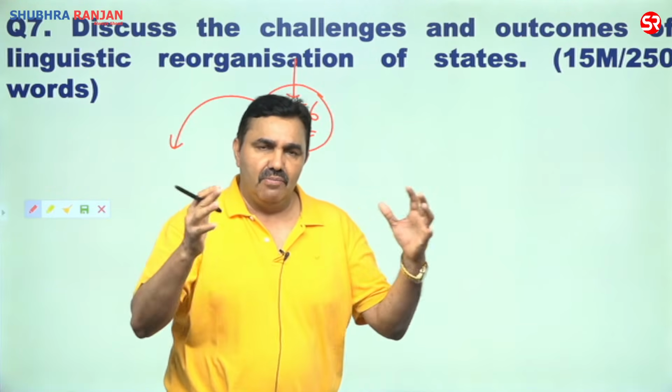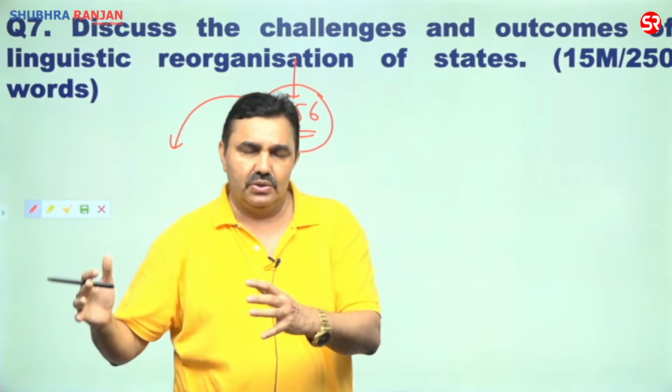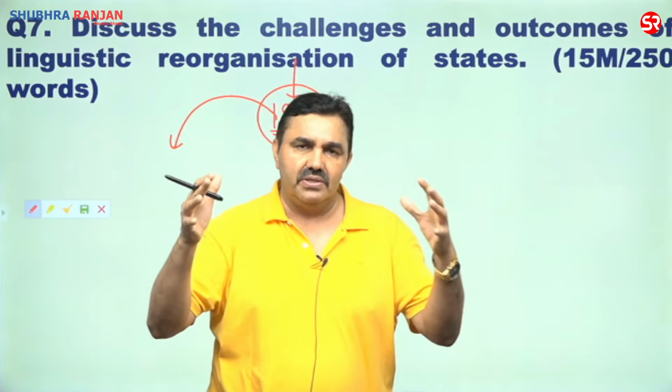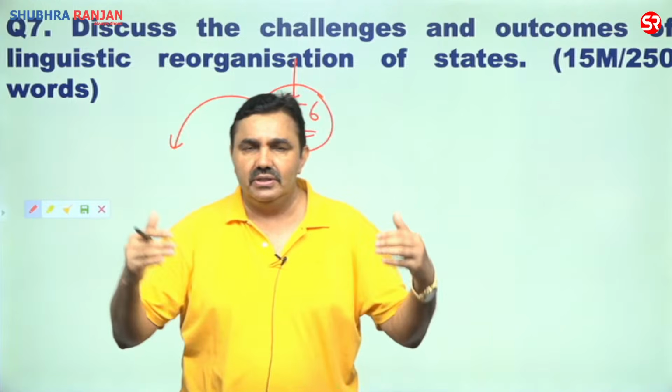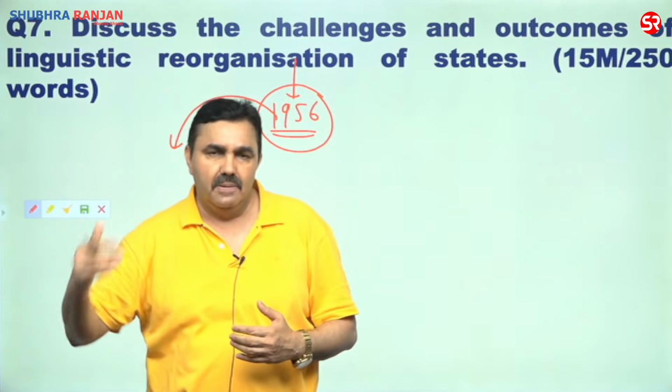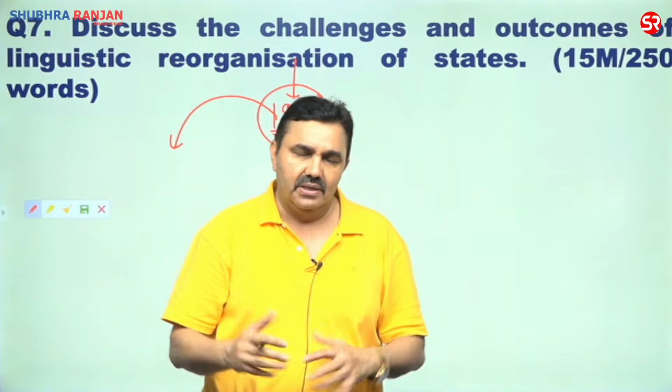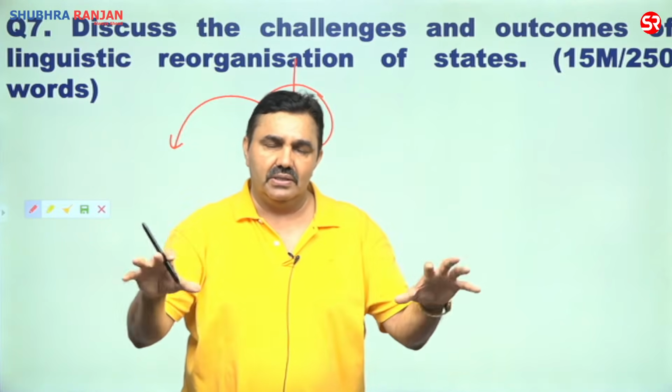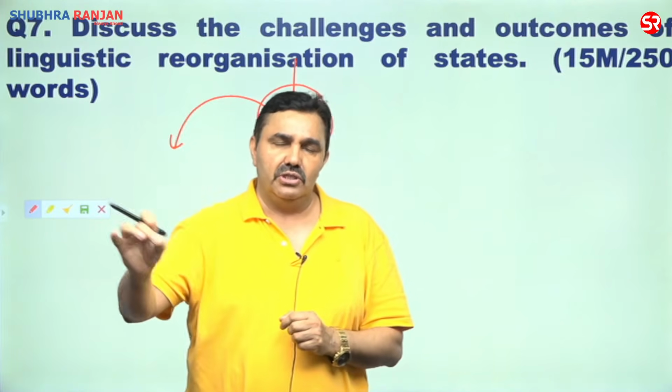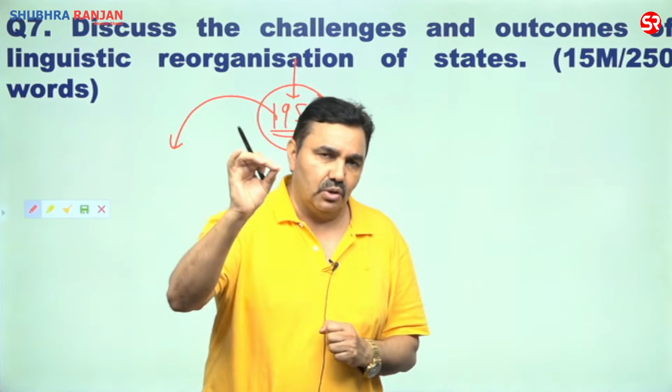Some states have more natural resources, some have less. So because of the focus on linguistic reorganization, we could not carry out equitable distribution of resources and balanced regional development. These kinds of terms you have to use in your answers. Equitable distribution of resources and balanced regional development could not be ensured.